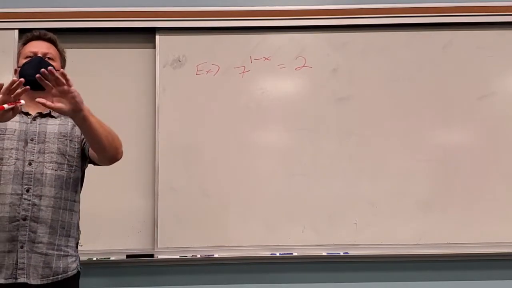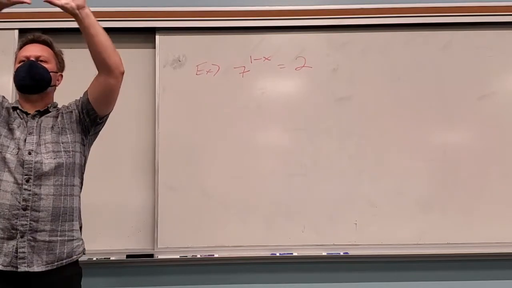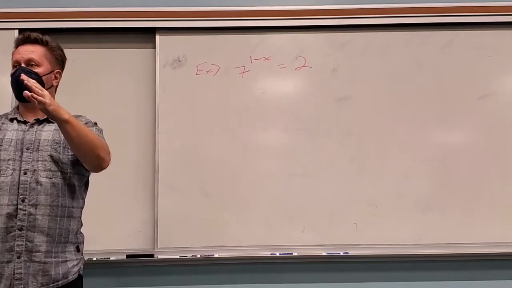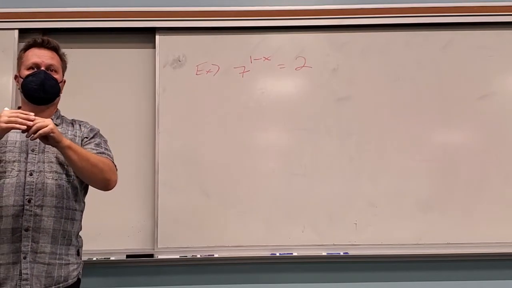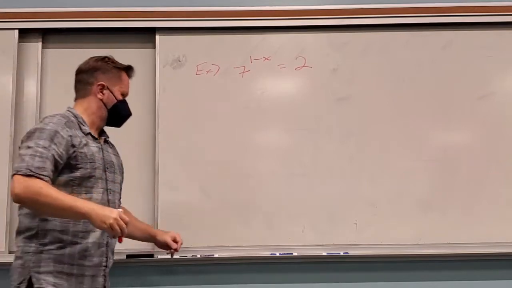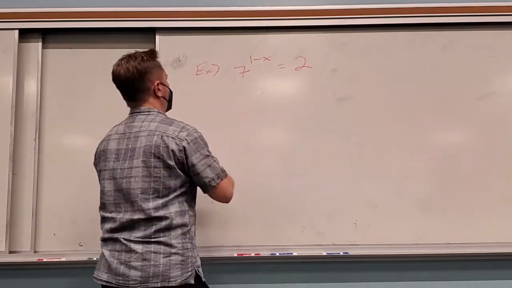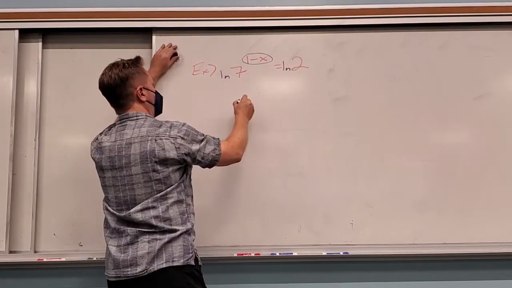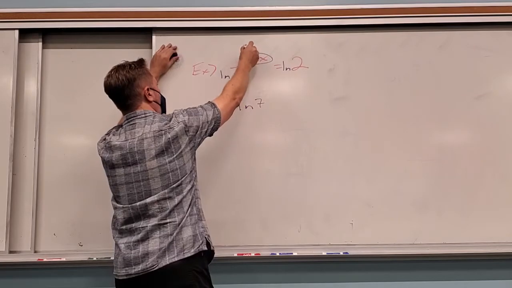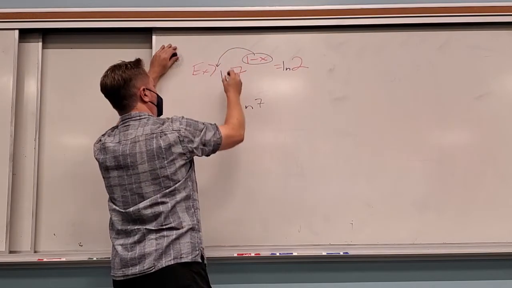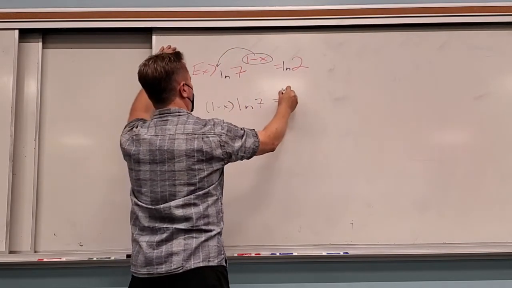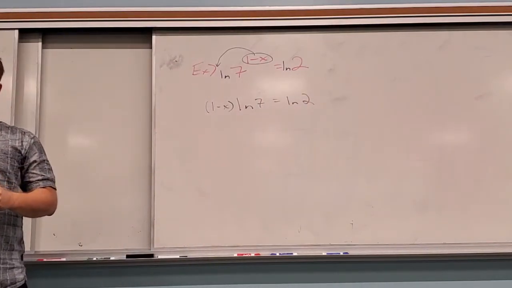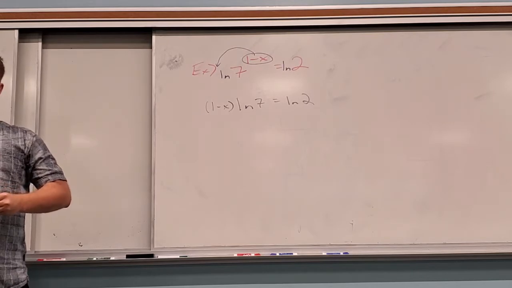So again, the fundamental problem here is my x is stuck up in the exponent. The only function I know that won't take it down is a logarithmic function, yes? So what do you want to do to both sides? Yeah, I'm going to take the ln of both sides. Because then what can I do with this? Right? Is that cool so far?